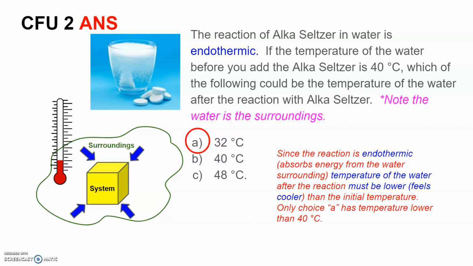The answer is A. So the initial temperature of the water is 40 degrees Celsius. For an endothermic reaction, the surroundings will lose heat and it'll start to feel colder. So that would correspond to a decrease in temperature. So the final temperature needs to be less than 40 degrees, and the only answer that matches that is choice A.